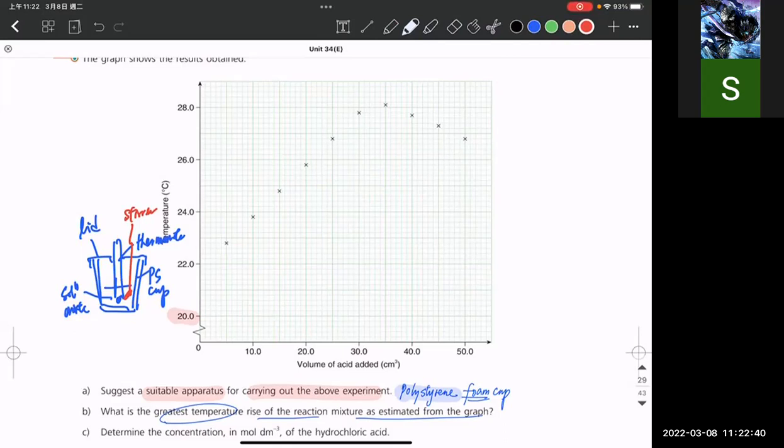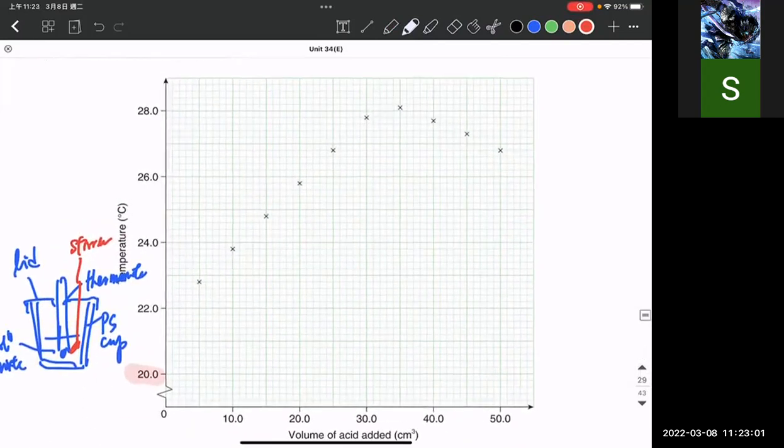28.2 or something like that. 32? 28.1 or 2? 28. 28. Where, which point? 28.